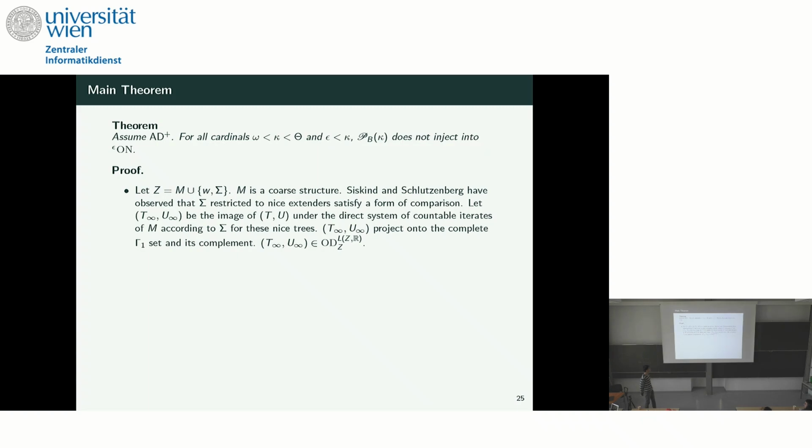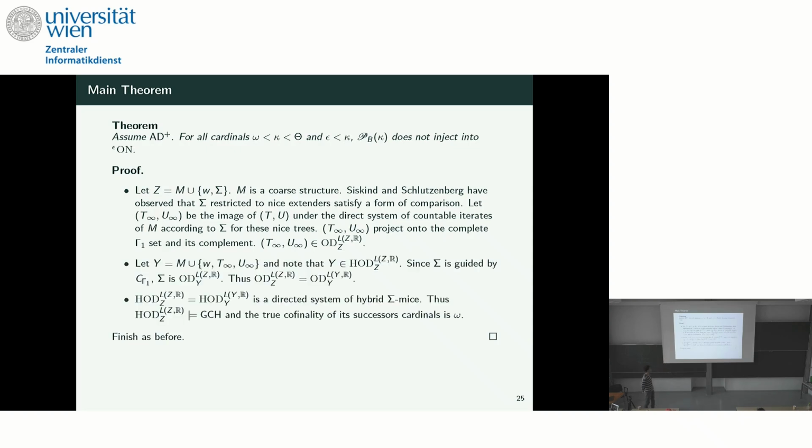And this will allow you to form a directed system of countable iterates of M by the strategy for the nice trees. So let T infinity, U infinity be the image of T and U. And using the fact that all these things are pi-realizable branches, you can show that T infinity, U infinity project onto the complete gamma 1 set and its complement. And it's clear that T infinity, U infinity is OD from Z in L(Z, R). But again, Z contains an iteration strategy, so it's not actually in HOD of Z.